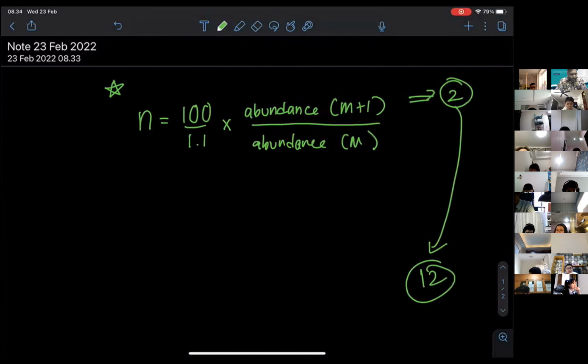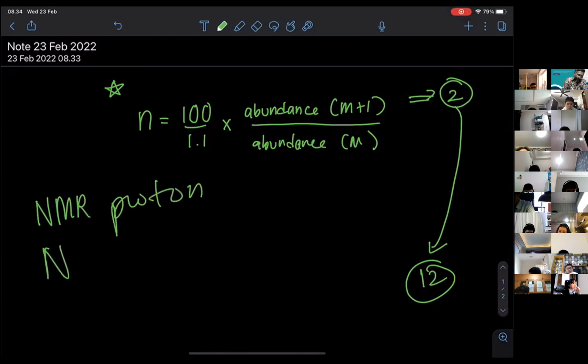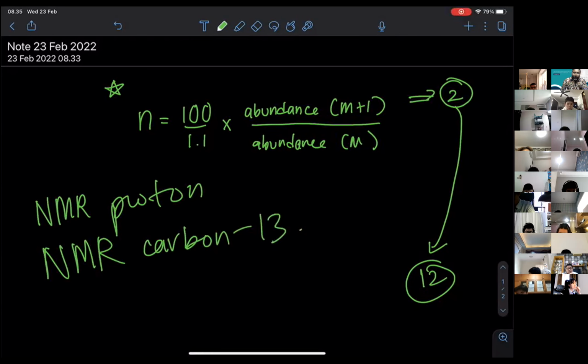So now you should know how to apply proton NMR and carbon-13 NMR, and you should know how to calculate this: what is M plus 1, M plus 4, and so on, if there are questions on that. But that is the essence of it.